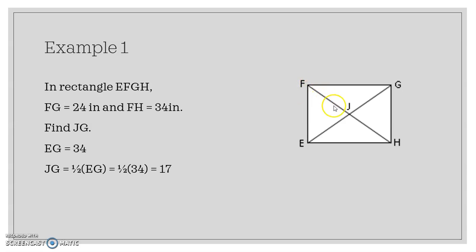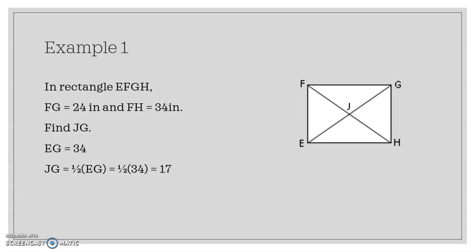Now, because FH is 34, and I know the diagonals of a rectangle are congruent, I know that EG is also 34 inches. Now, I know that J is the midpoint of EG, so I just have to do half of 34, which is 17. And JG is going to be 17 inches. That's my answer for this one.